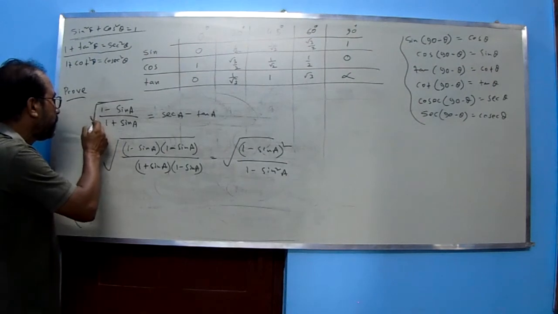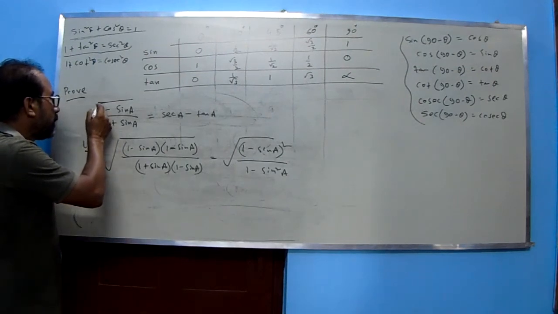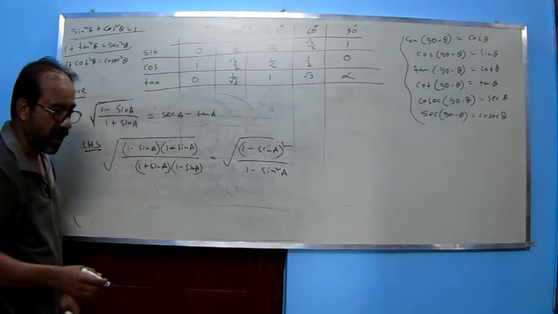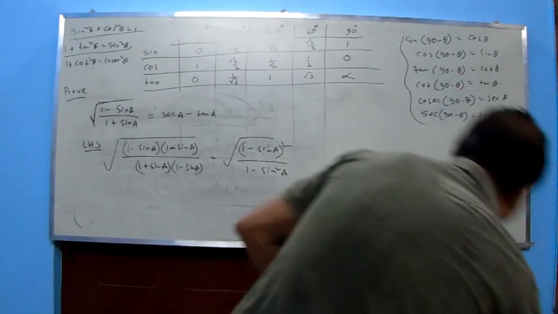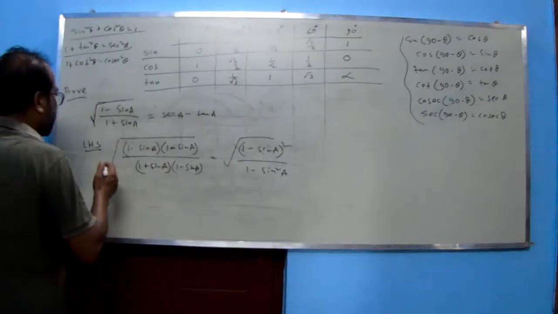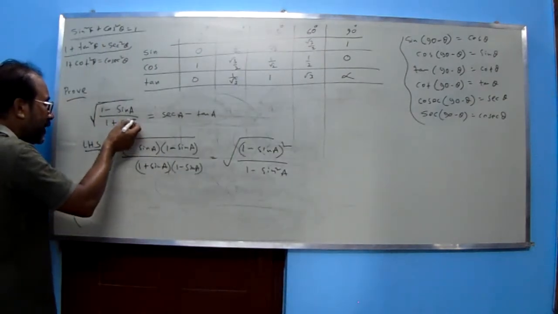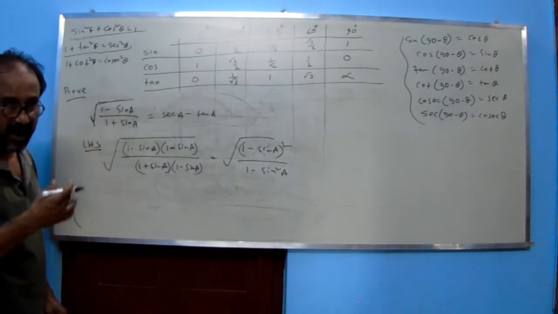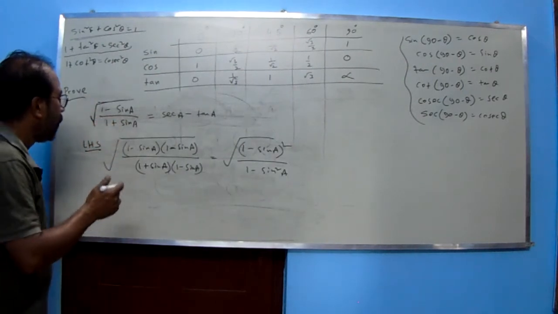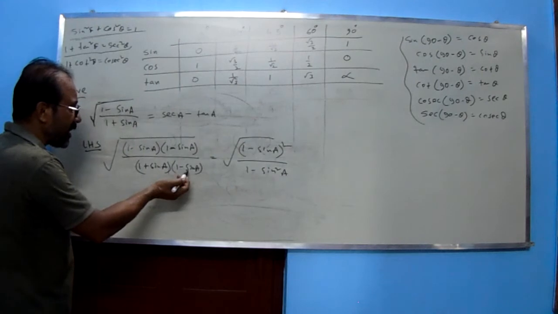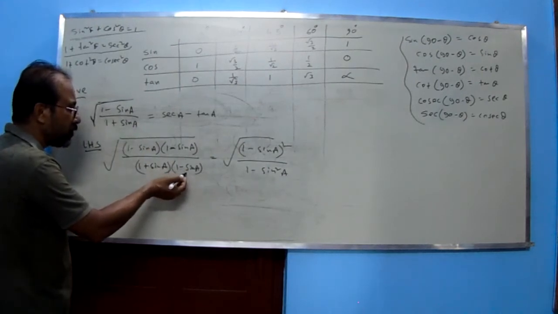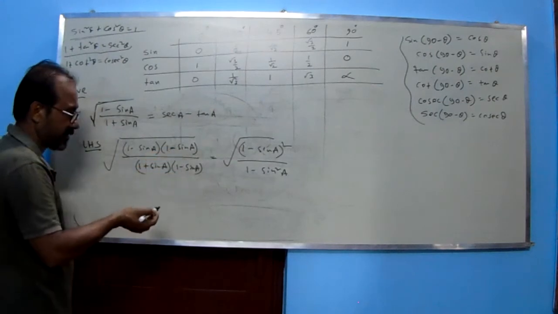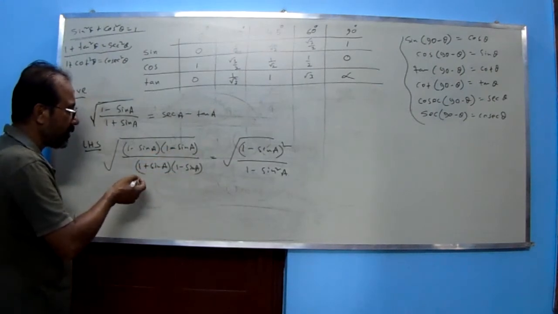Now, from the rule of surds, whatever is given as a denominator, that part is to be abolished. How? So 1 minus sin a, if I am multiplying with the denominator as well as the numerator, then what is coming?